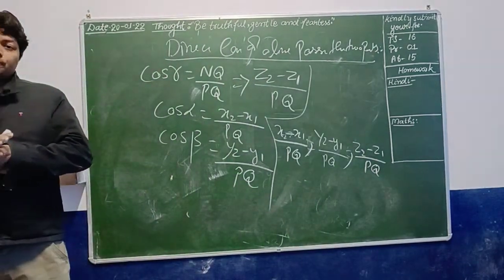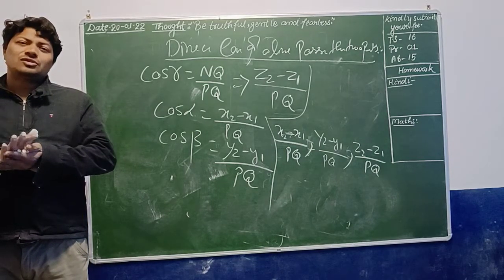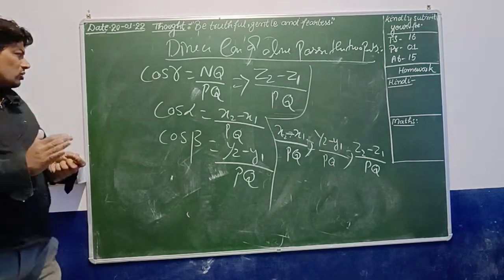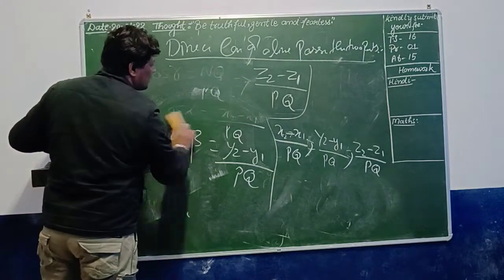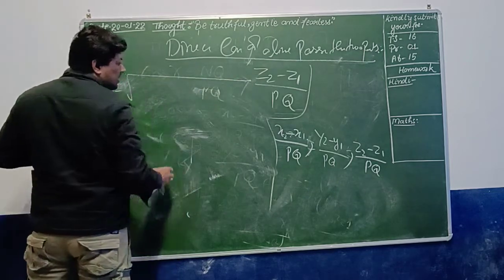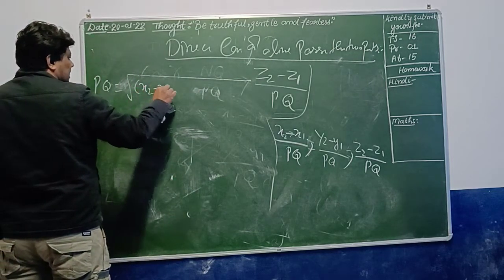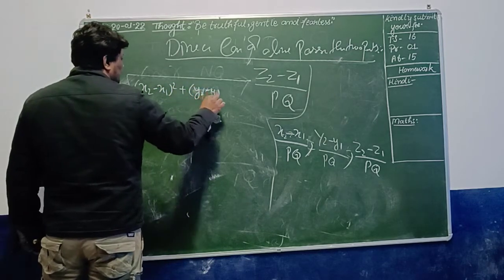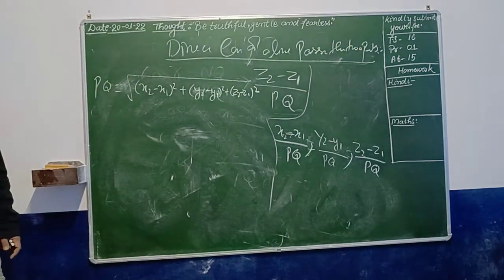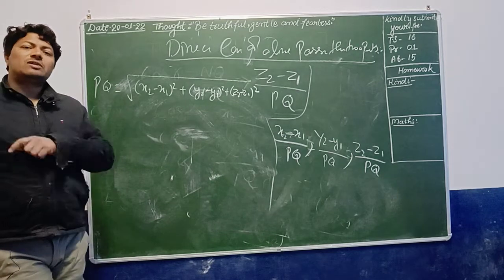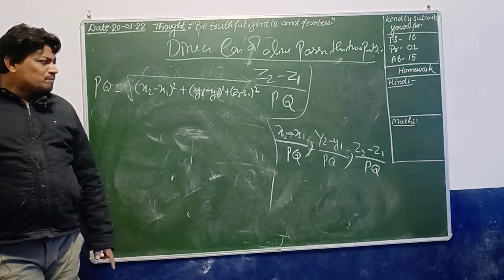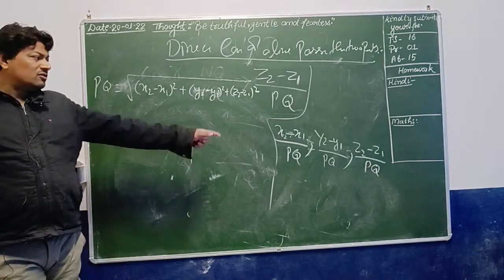PQ is the distance we are talking about, right? So PQ equals root of (x2 minus x1) whole square plus (y2 minus y1) whole square plus (z2 minus z1) whole square. Is it clear? Because when you do this, all of this is equal to PQ, so it will be equal to K.